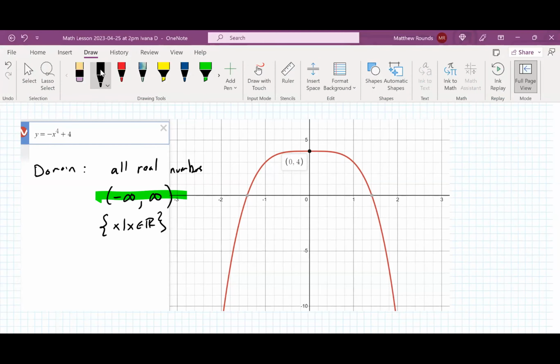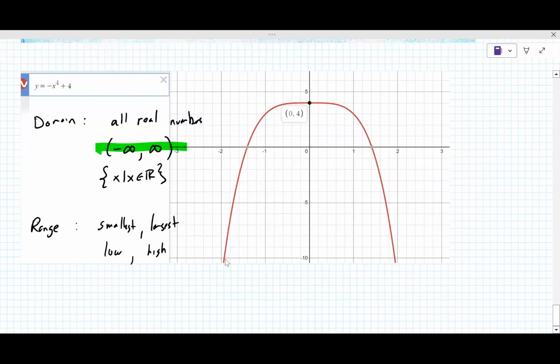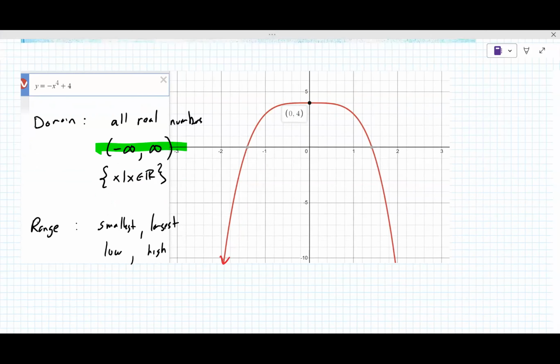Okay, now the range is different. The range in this problem is always going to be something like this: smallest to largest, or you can think of low to high. And basically you have to decide how far down these red arrows go. How far down do you think that they go?